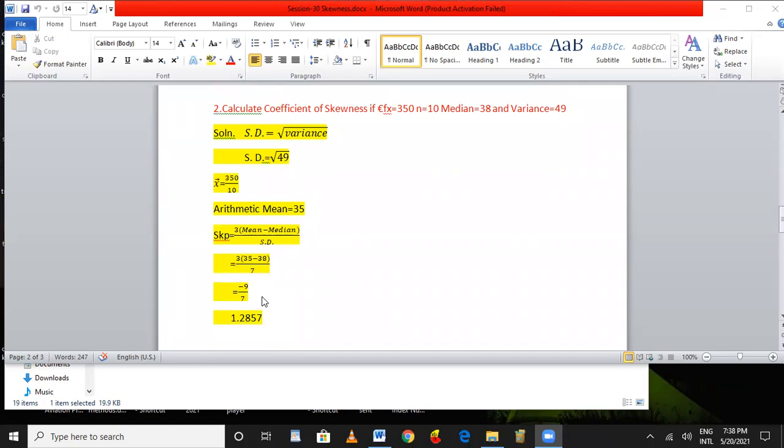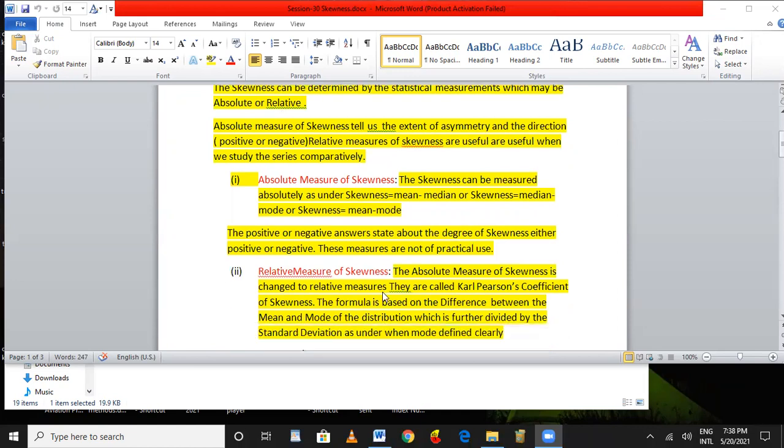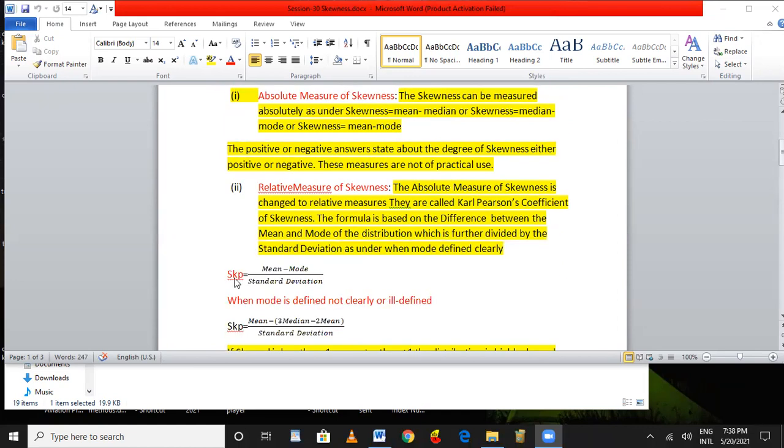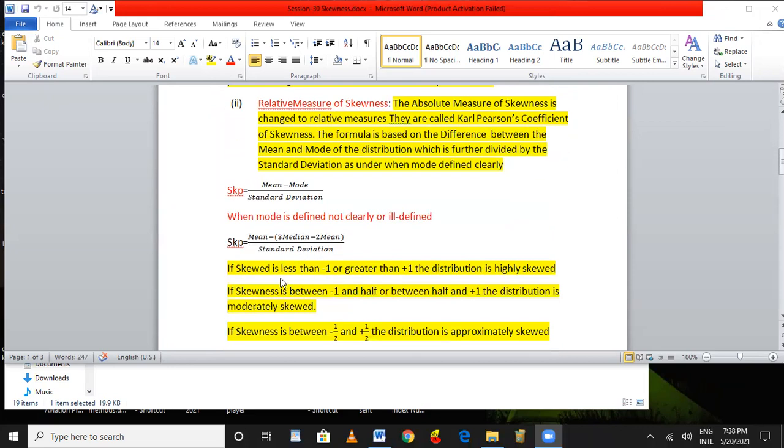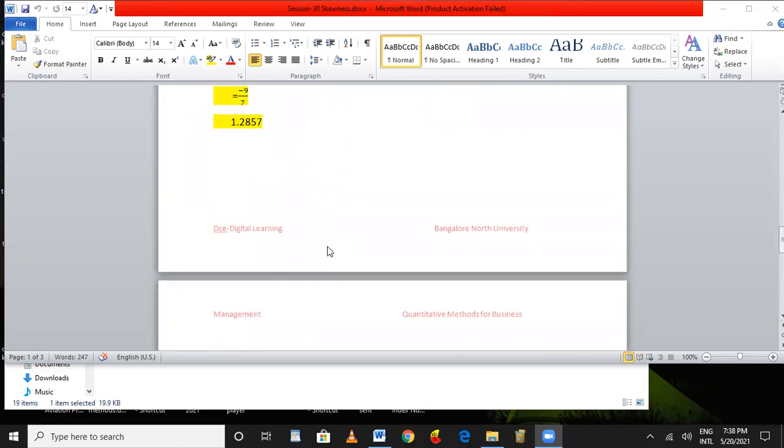From this, you can understand the extent of skewness. There are two types: absolute measure of skewness and relative measure of skewness. In the relative measure of skewness, Skp is mean minus mode over standard deviation, whereas when mode is ill defined, Skp is 3 into (mean minus median) over standard deviation. Thank you.